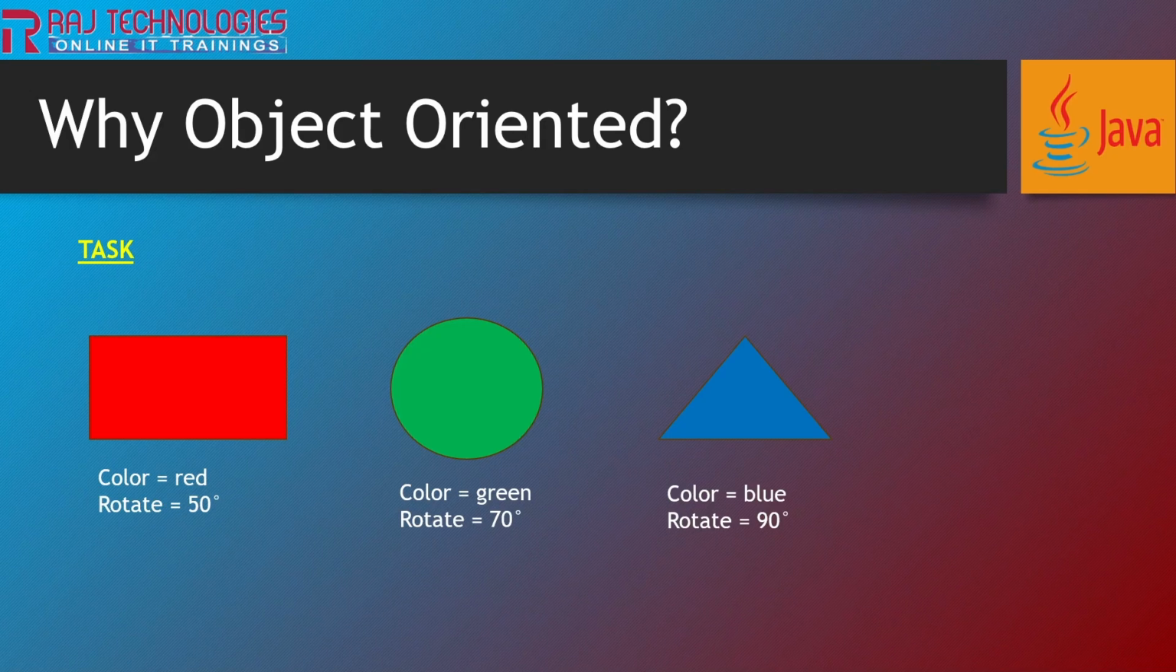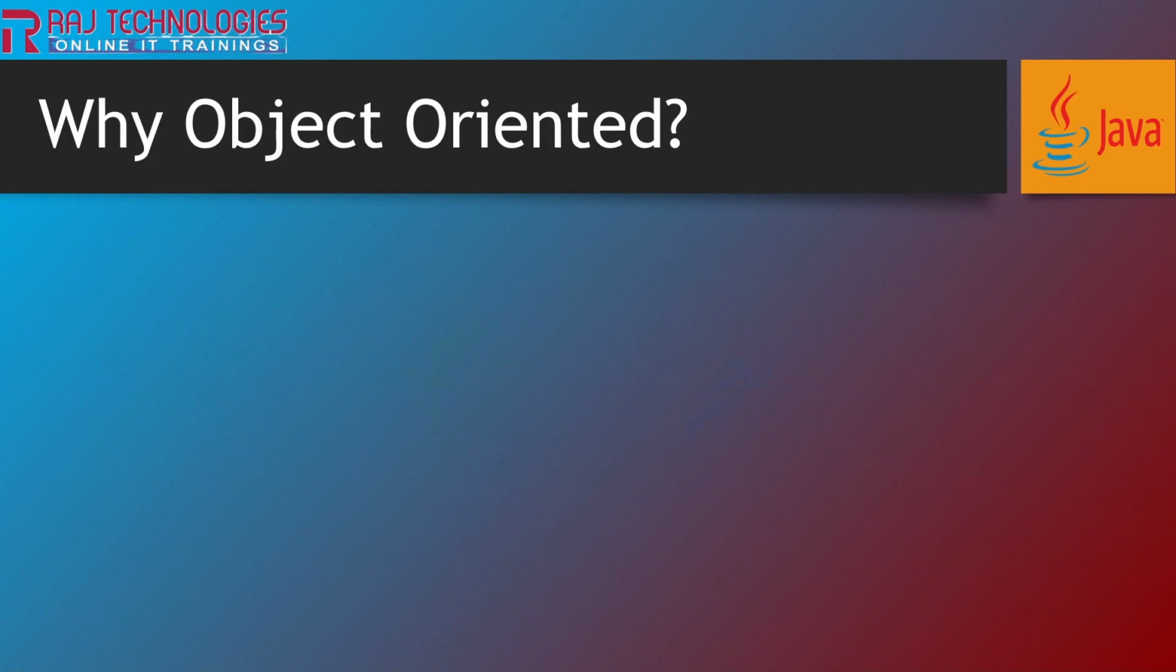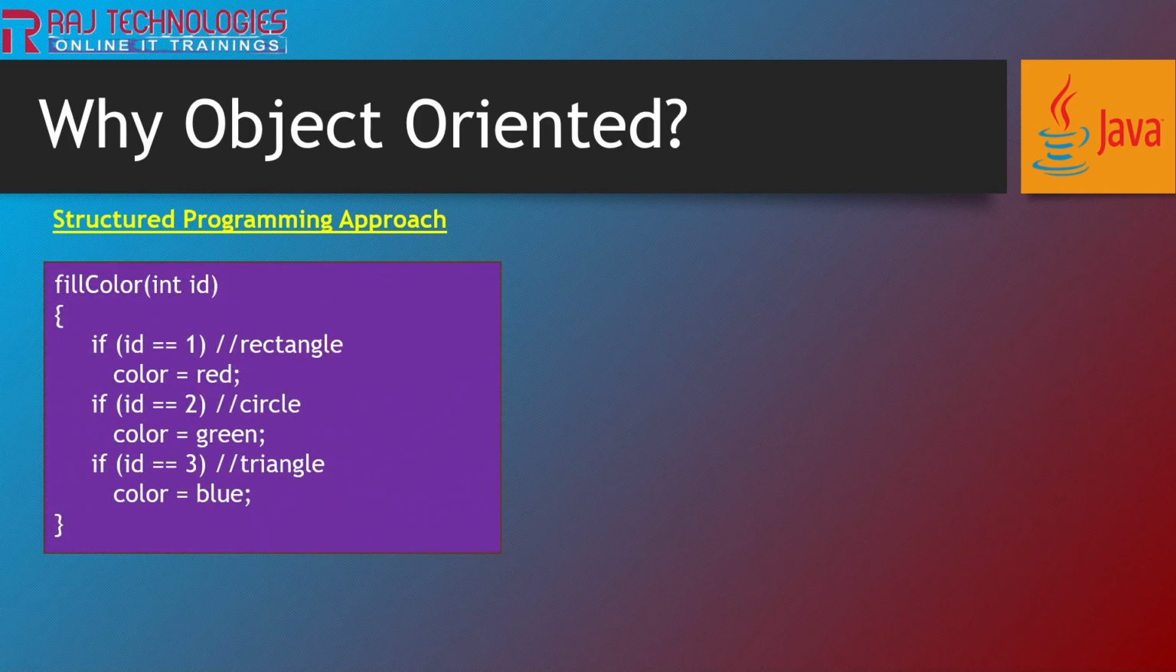Now let us develop this task using the structured approach. When you go with the structured programming approach, we think in terms of functionalities. So here we take a function called fill color and we take an integer id as argument, because on which symbol you are clicking, we maintain in the form of id. Meaning if id is 1, we consider it as rectangle. If it is 2, circle. 3 means triangle, like that. So in this fill color function, we take id as argument and we write the code like that.